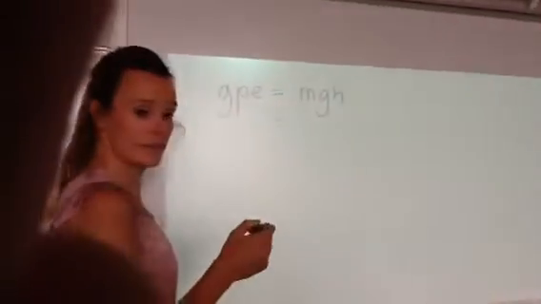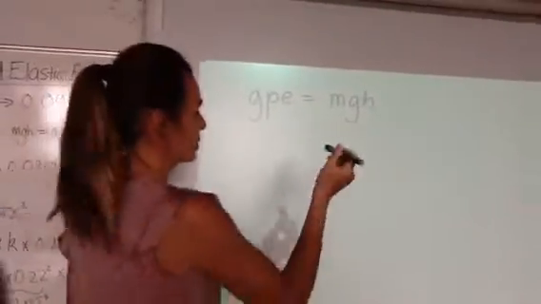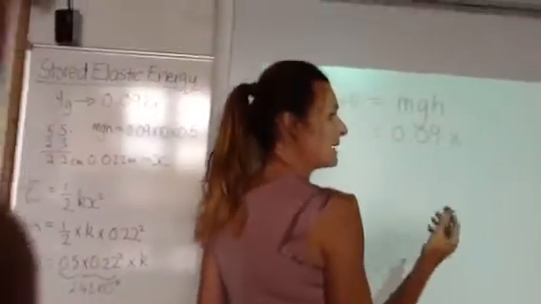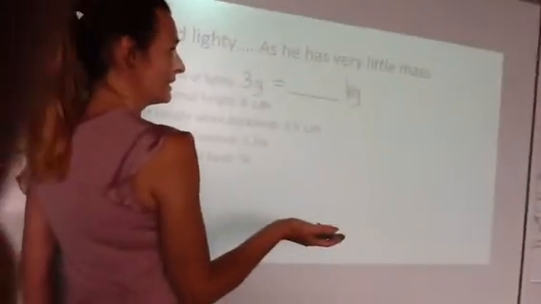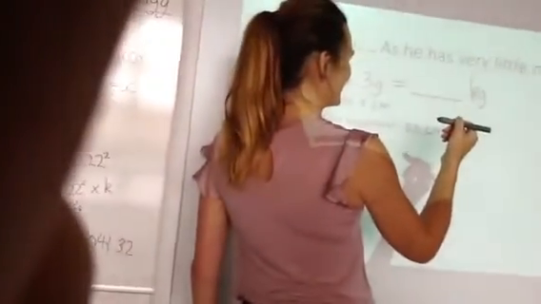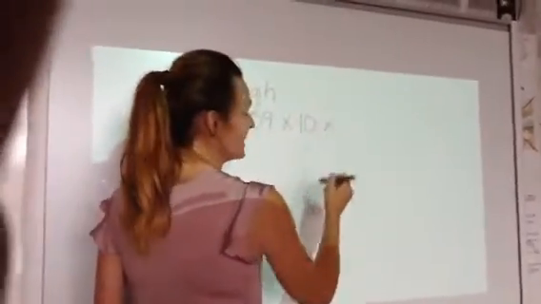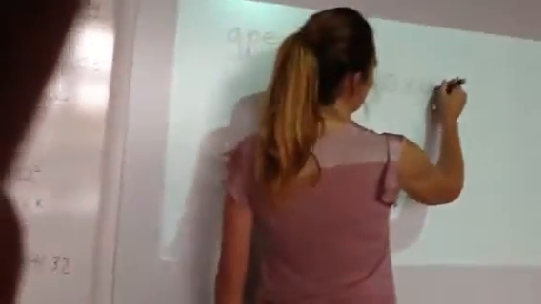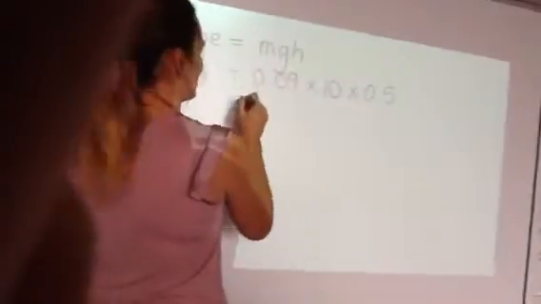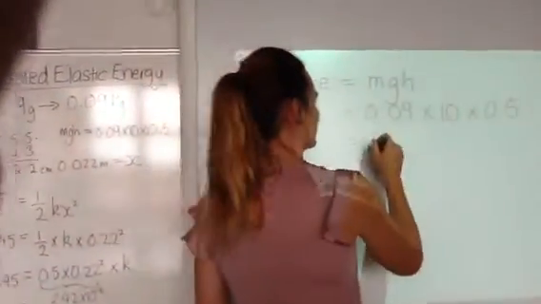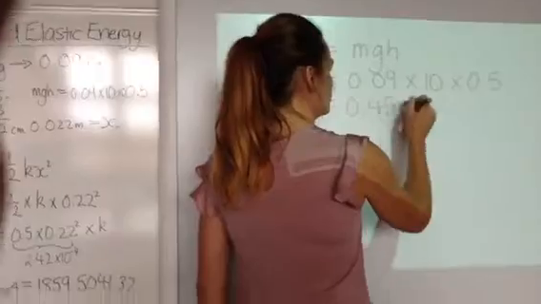His mass was 9 grams, so we've got to change that to kilograms, that's 0.09. Gravity on Earth is approximately 10 newtons per kilogram, and the height he went up to was 0.5 of a metre, so I'm going to put 0.5 on there, okay? Brilliant, so you put that in your calculator and you get 0.45 of a joule, because it's measured in joules.